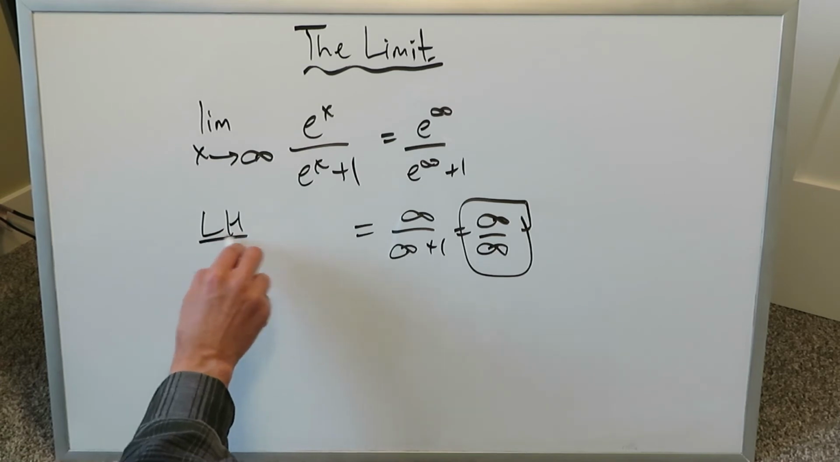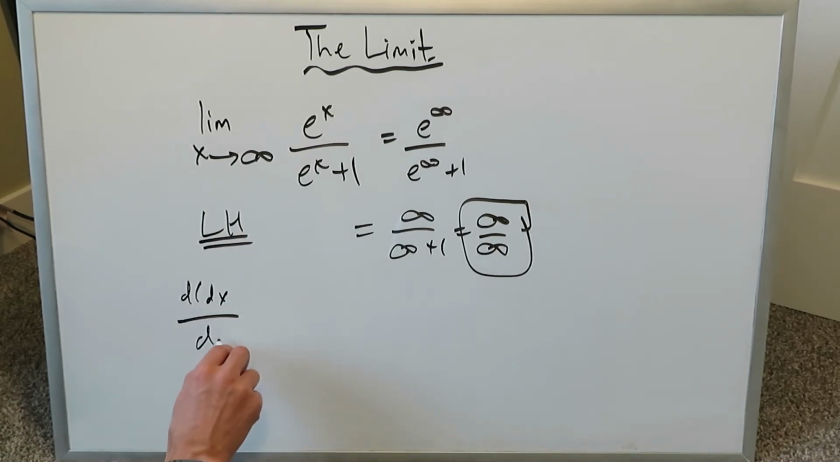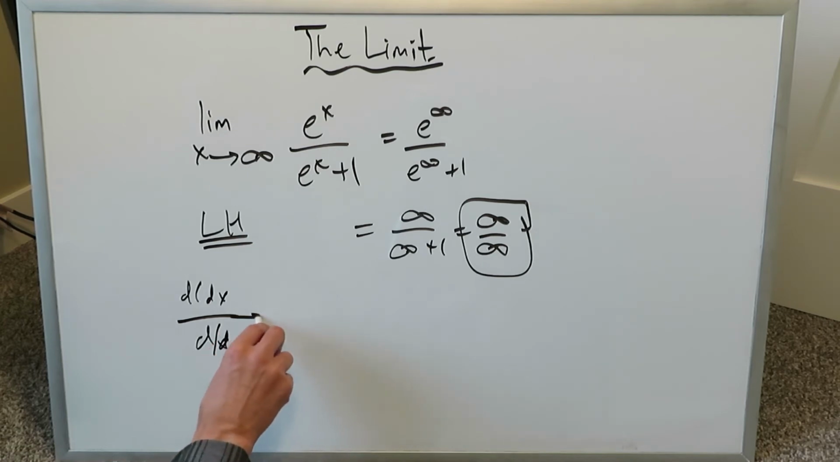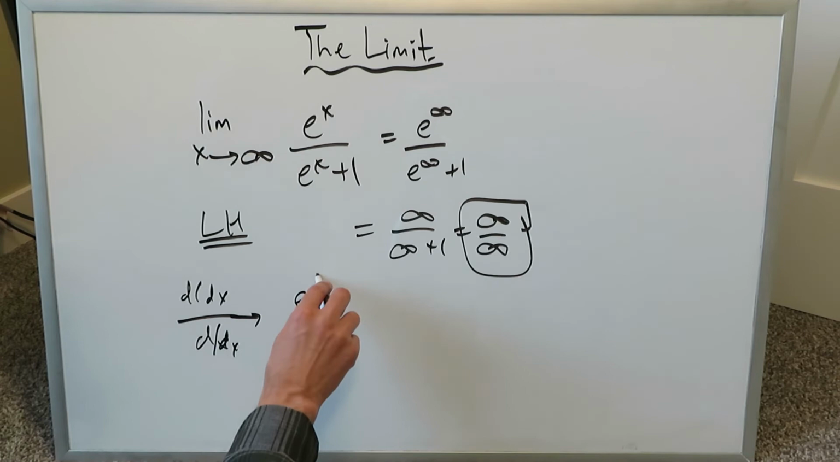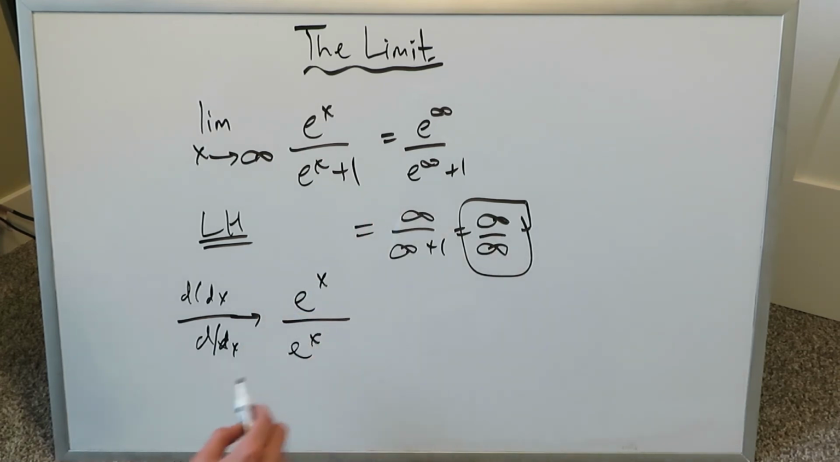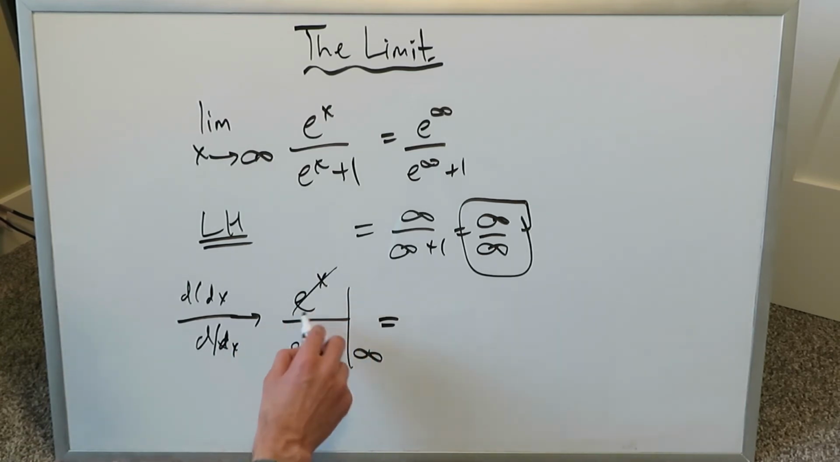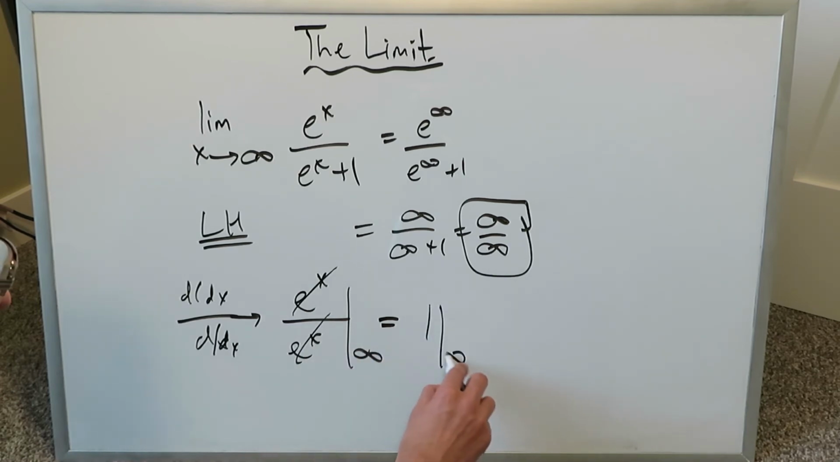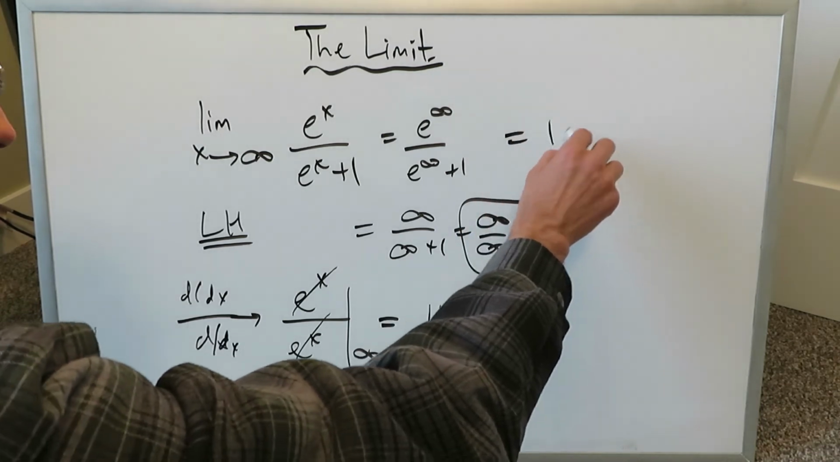I abbreviate that as LH. You do the derivative of the numerator, you do the derivative of the denominator, and then it enables you to work your function. When you do the derivative of e to the x, you learn it's just e to the x. When you do the derivative of e to the x plus 1, you learn again it's just e to the x. And now you can literally put infinity in place of x, but you don't need to. Anything divided by the same thing is always equal to 1, and putting in the infinity is useless. Your answer is just 1, and the answer to this limit is 1.